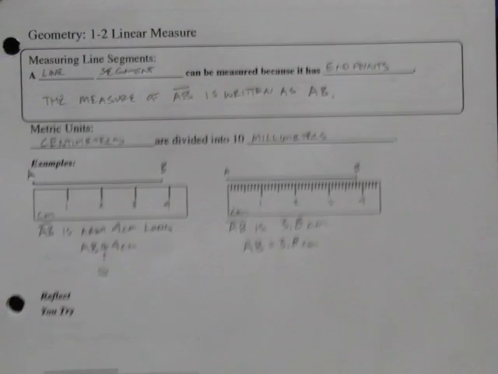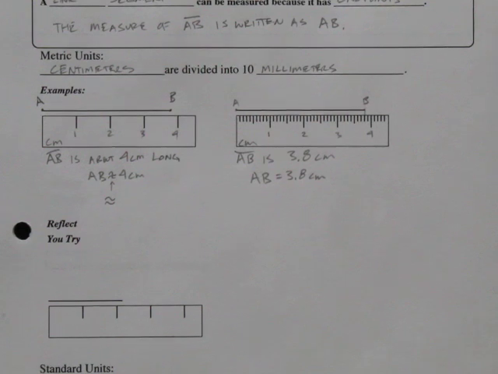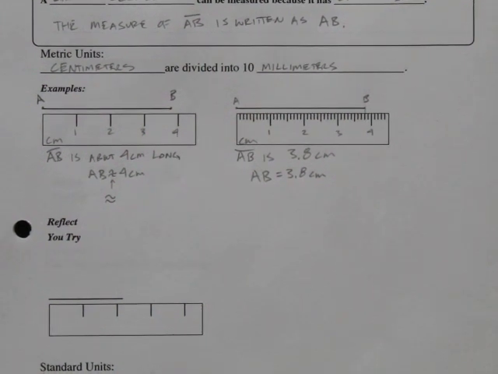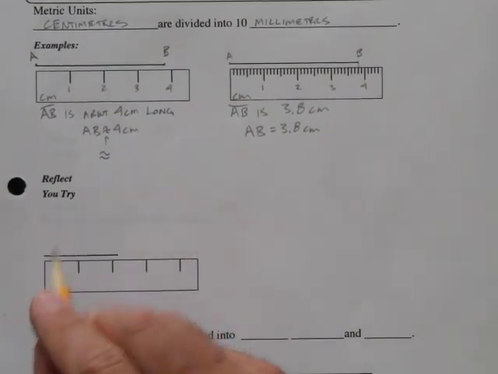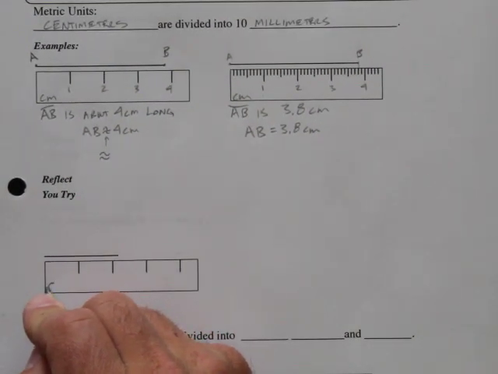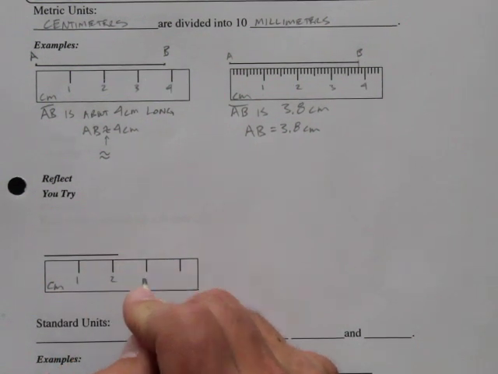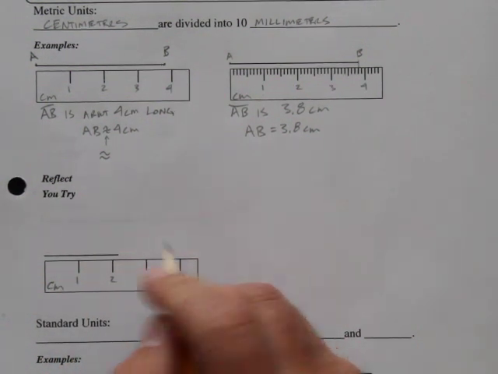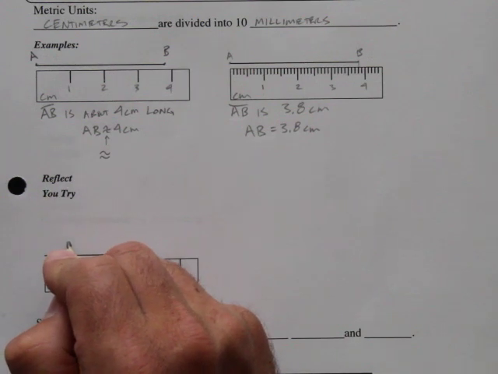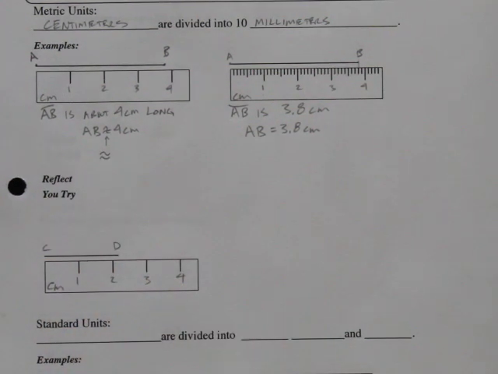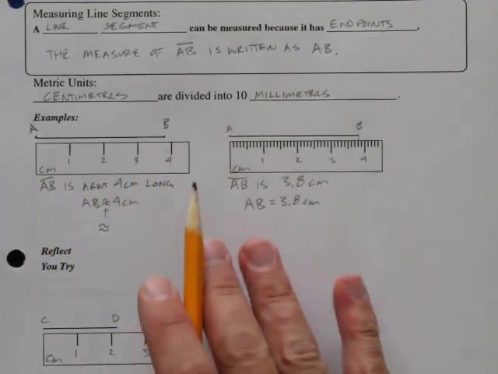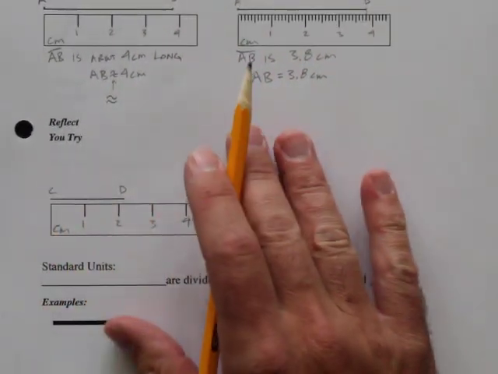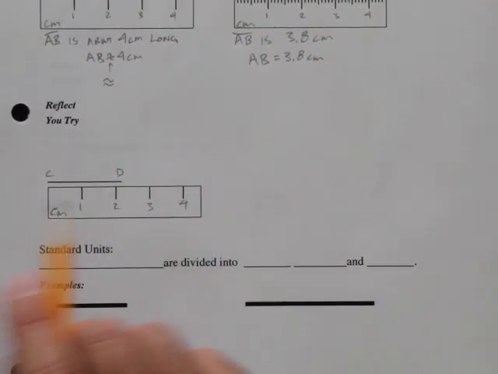All right. So now we're going to do the same thing, but you are going to do this as a try. So I'm going to help you label this. So this is centimeters, and this is 1, 2, 3, and 4. This is line segment CD. Use the example up here to tell what your answer is going to be for down here. Go ahead and pause and measure this.